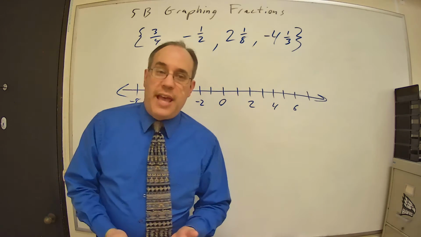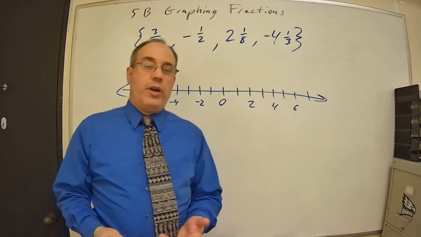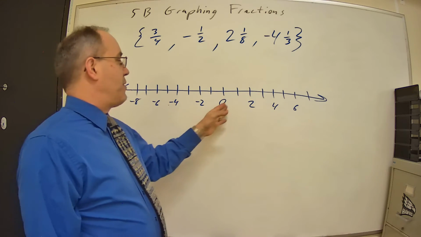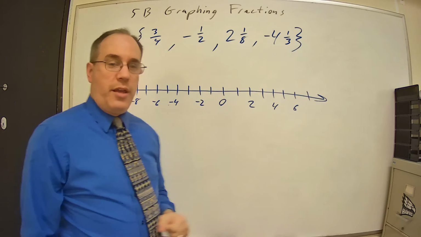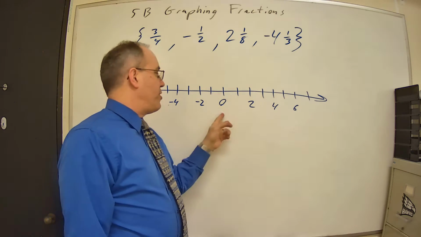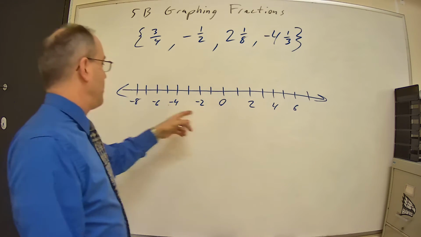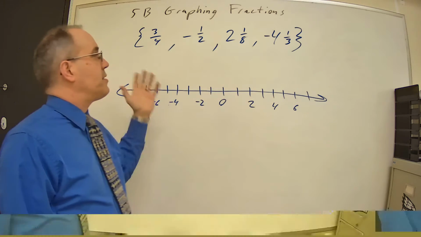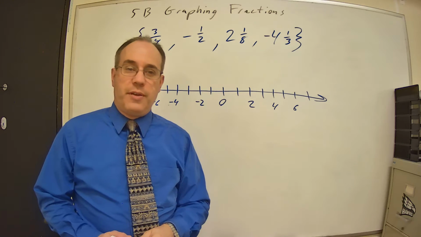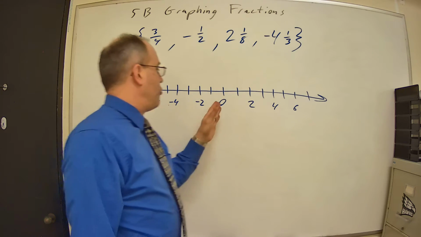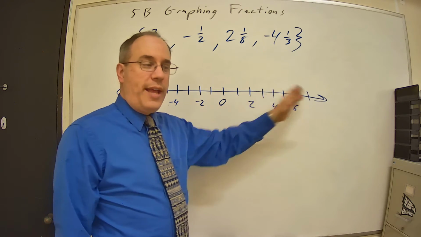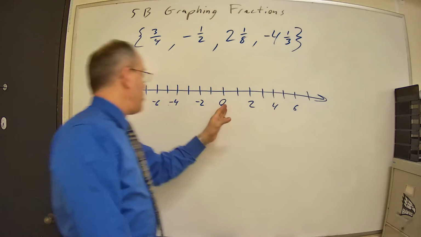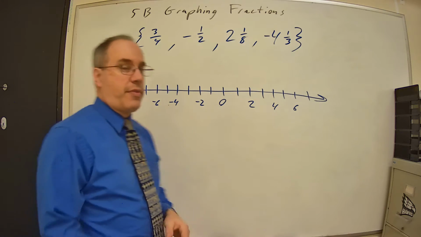Now this works the same as it did with whole numbers and integers, right? I've got my little tick marks here, my indices. I numbered them every 2, so 2, 4, 6, 8. You can see that that easily fits all of my values. Remember, you always start from 0 and work your way out to either side. So 0 to positive numbers, 0 to negative numbers.